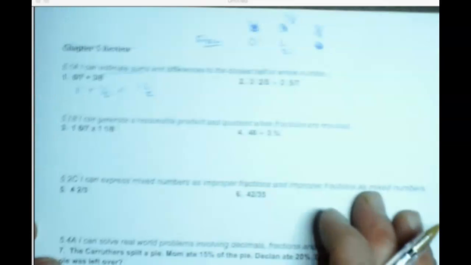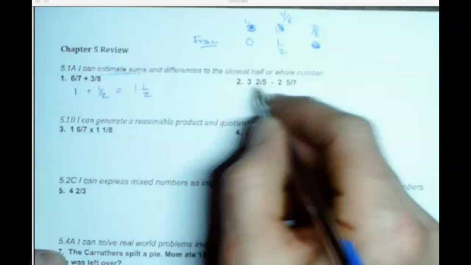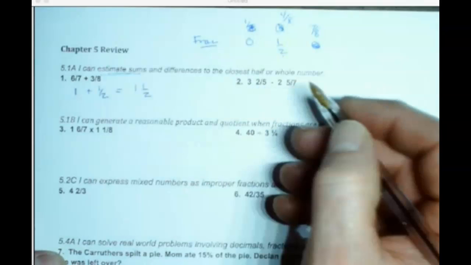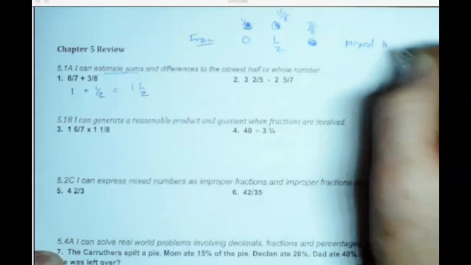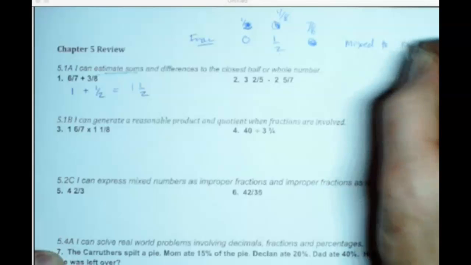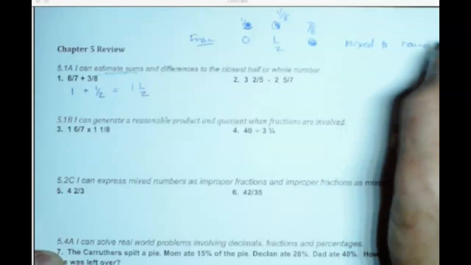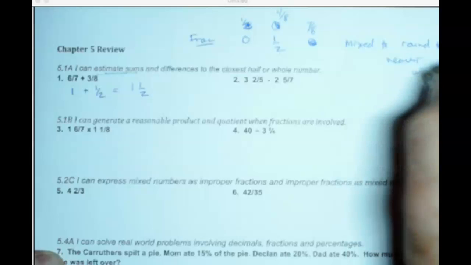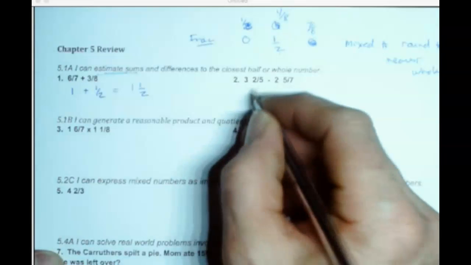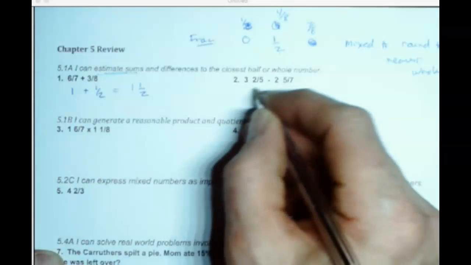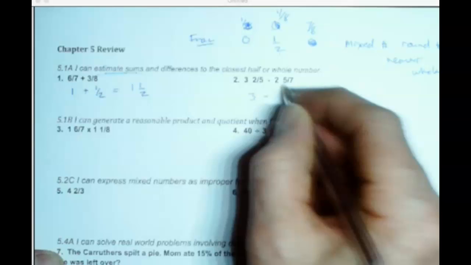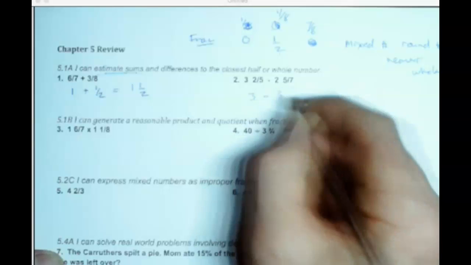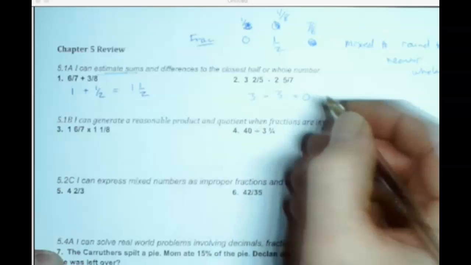This next problem, we have 3 2/5 minus 2 5/7. With mixed numbers, we just round to the nearest whole. Round to nearest whole. Starting to sound like Silicon just a little bit. And so we look at this, it is 3 2/5. That is less than a half, so we're going to call that 3. And we have 2 5/7. That's more than a half, so we're going to call that 3. So you have 3 minus 3, which equals 0.